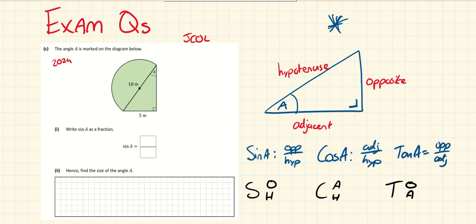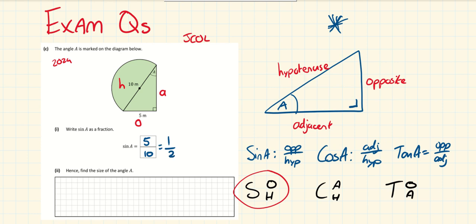I'm going to go through some exam questions now. So we'll start off with the lowest level, so junior cert ordinary level. You're told the angle A is marked in the diagram below. Write sine A as a fraction. In every question, from here all the way to Leaving Cert higher level, always label your sides. So A is there, this is the opposite, this is the adjacent, this is the hypotenuse. We know that sine is opposite over hypotenuse, so it's 5 over 10 or a half here, okay?